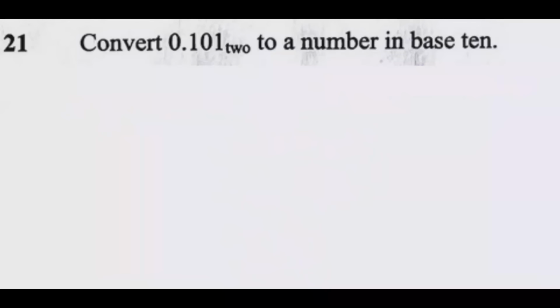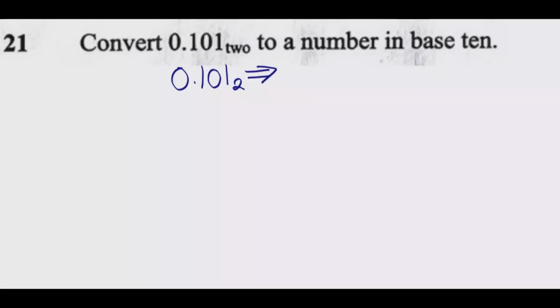Okay, and question 21 was as follows: convert 0.101 in base 2 to a number in base 10. Okay, so what we're going to do is write this number, which is 0.101 in base 2. When we are trying to convert this number into base 10, what we need to do is write the place value of these numbers.